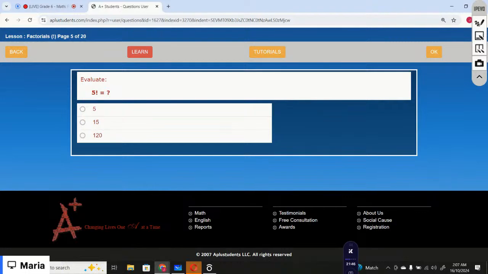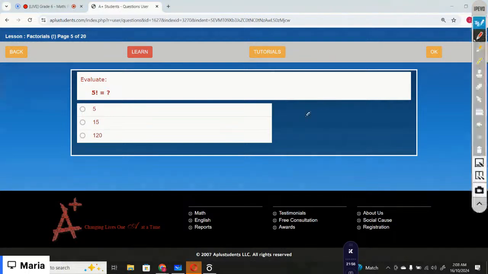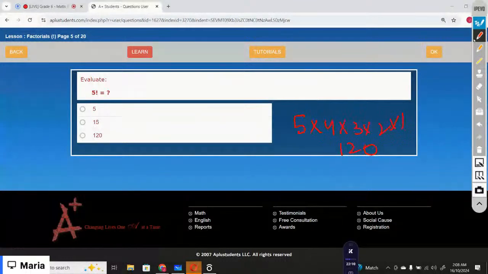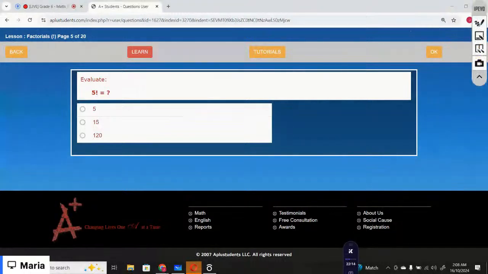Five factorial is you have to multiply all the numbers between 1 and 5. So, which is the correct option? You have to do 5 times 4 times 3 times 2 times 1. So, which is the correct option? 5 times 4 is 20, 20 times 3 is 60, and 60 times 2 is 120. So, 5 factorial equals 120. Got it? That is option number 3, the correct option.